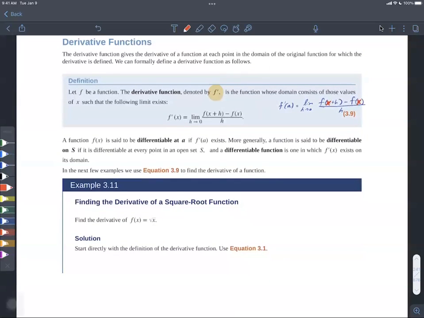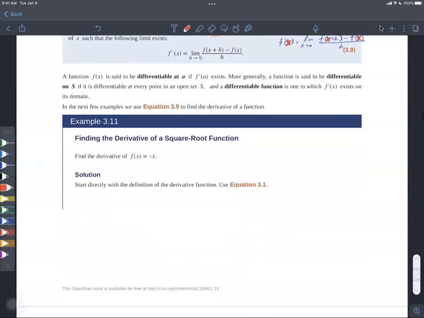Now, we can use this function here. This is a function in terms of x, and then we can plug in values. Once we've simplified this limit here, then we can plug in specific values of a, but we only have to do the limit once, and then we can plug in our values, as we'll see in the next few examples.